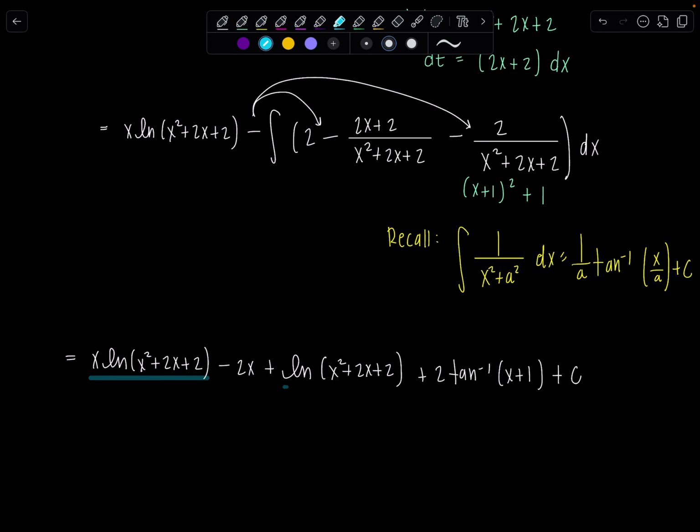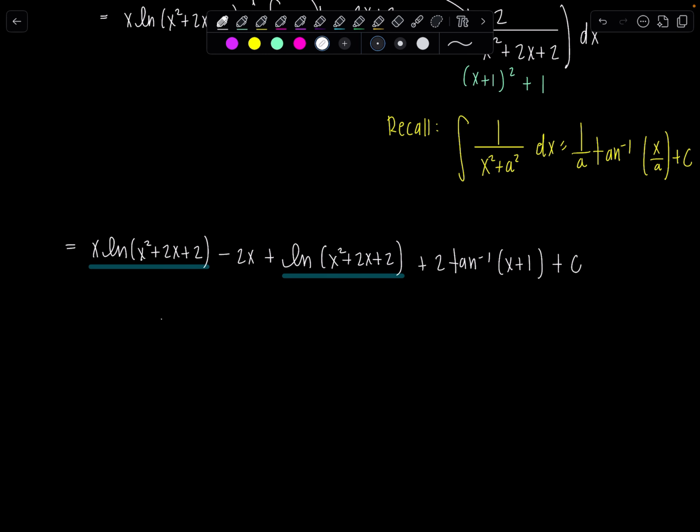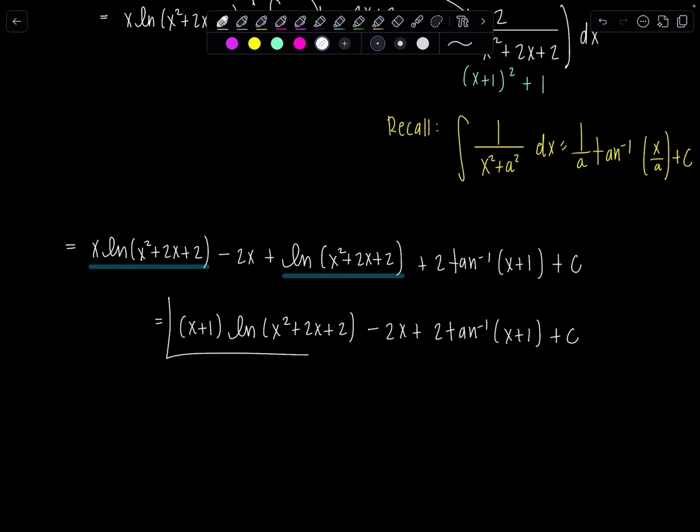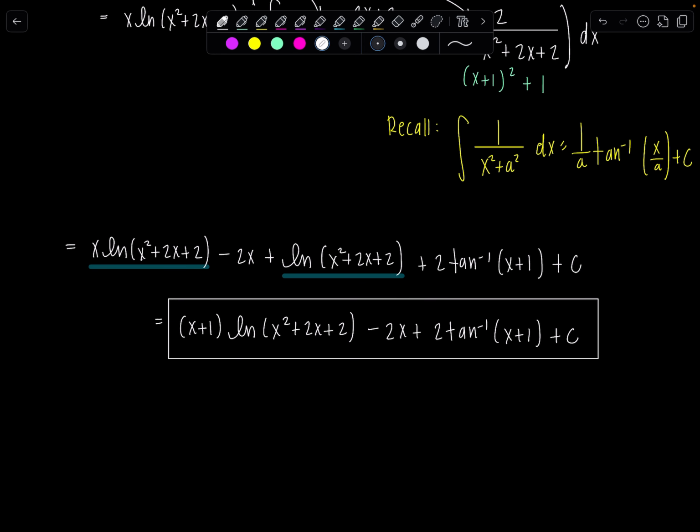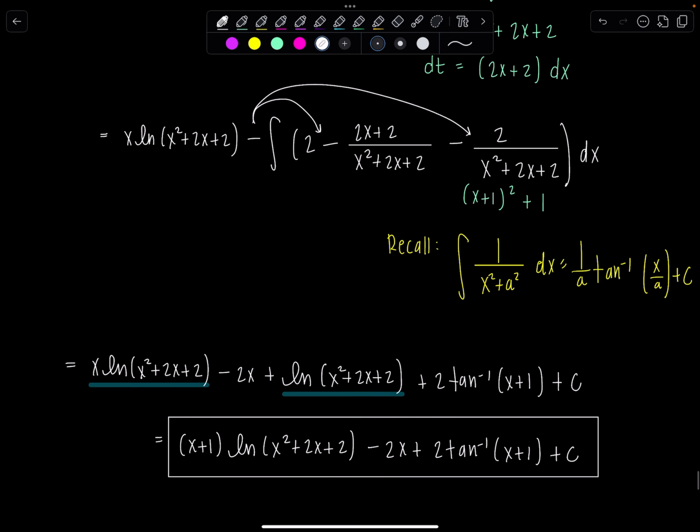Okay, and then before we box it with immense pride and satisfaction, notice both these terms have ln of the same quantity, same argument. So let me just factor it out really slick, snazzy. This is (x plus 1) ln(x squared plus 2x plus 2) minus 2x plus 2 tan inverse (x plus 1) plus c. Good? Perfect.